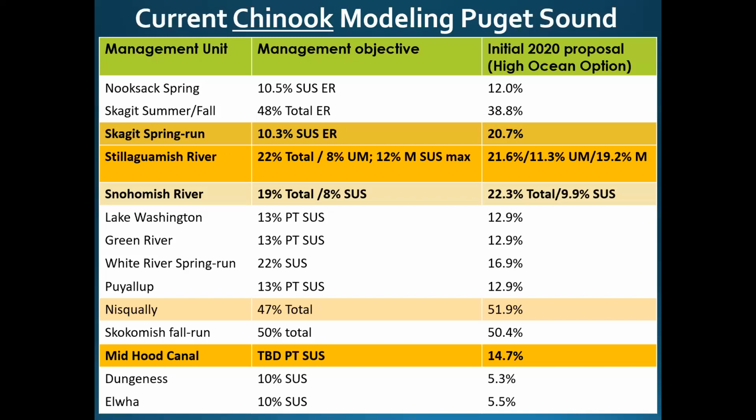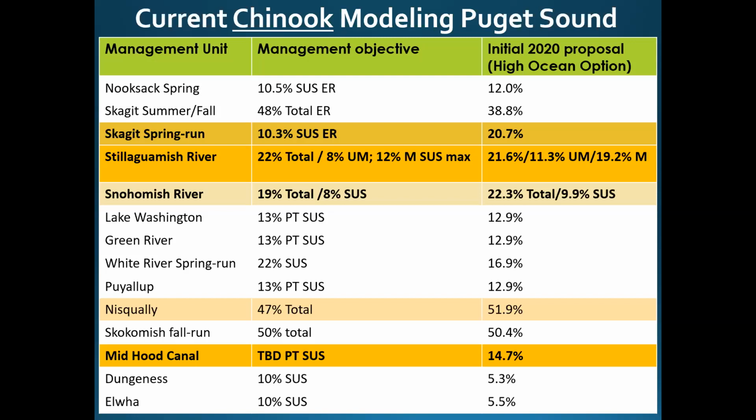Of those 3 rates, you can see from our initial modeling, we're actually under on our total exploitation rate, but we're over on both our unmarked and marked SUS exploitation rates. At this time, we're thinking that the most constraining of those 3 rates is going to be the marked SUS exploitation rate.